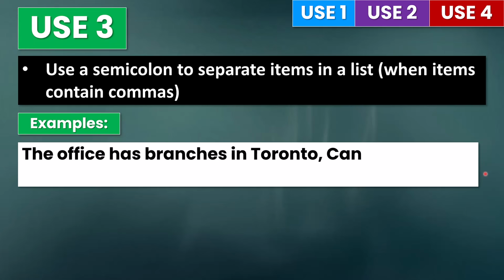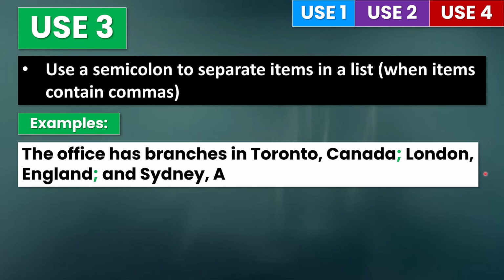The office has branches in Toronto, Canada; London, England; and Sydney, Australia. So you can see that we have used a semicolon after Canada and after England because we already have commas in the items in the list. One of these items is Toronto, Canada. Another item is London, England, and then Sydney, Australia. So if we only had commas in this list, it would look like we were talking about 1, 2, 3, 4, 5, 6 different places. So the semicolons help separate these items in the list and make it obvious we're talking about 3 different items.